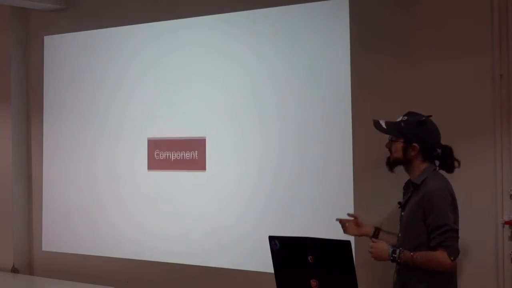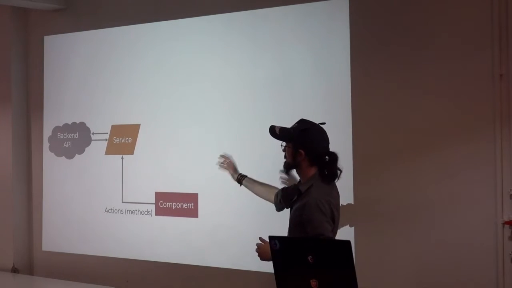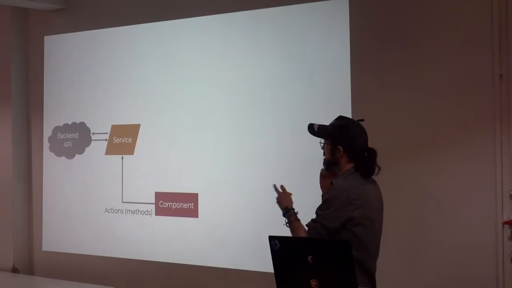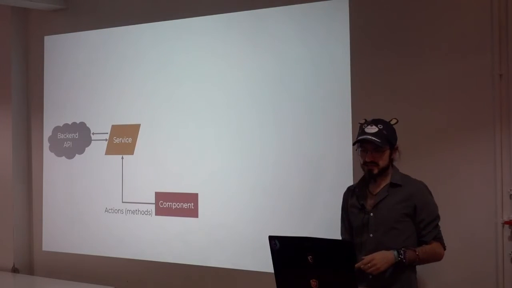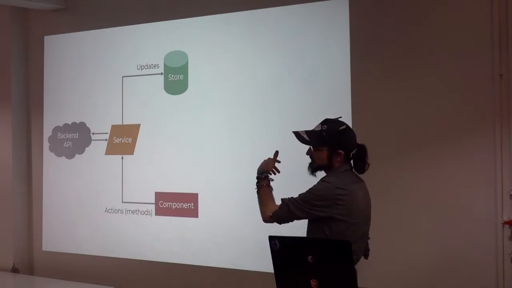So let's look at that. First, we have our components. This component is going to trigger an action, so it's just calling a method from the service. Then the service reaches out to the backend API and gives you feedback. The service updates the store.